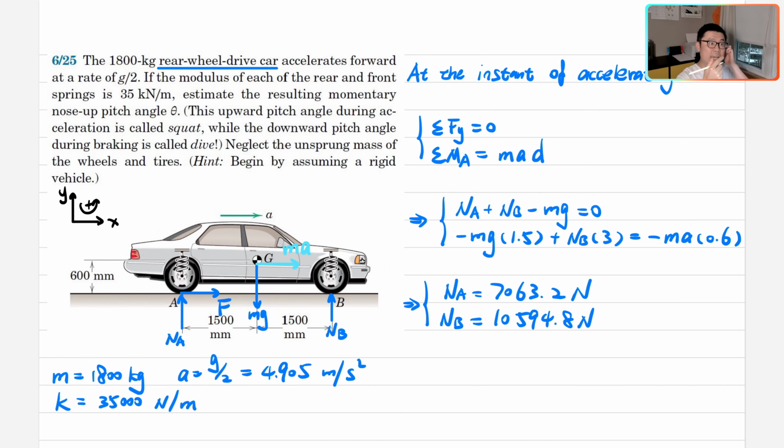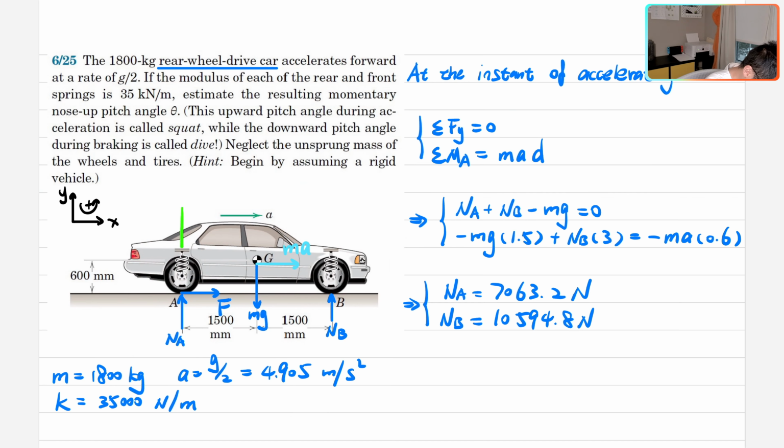This is your NA and NB at the moment when your car starts to accelerate, when you already tilted. I remember when you tilt it this way, what do they feel? Let me use a different color here. When you're tilted, when your nose is up, the back spring or the rear spring is being compressed, while your front spring is being stretched, right? This is how your car is going to tilt, having the nose up effect.